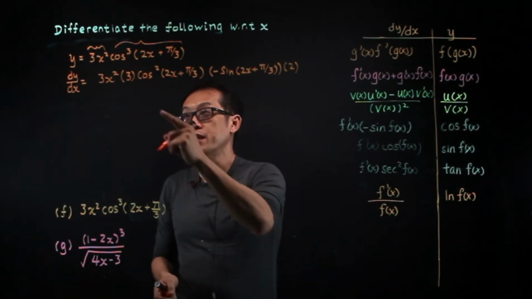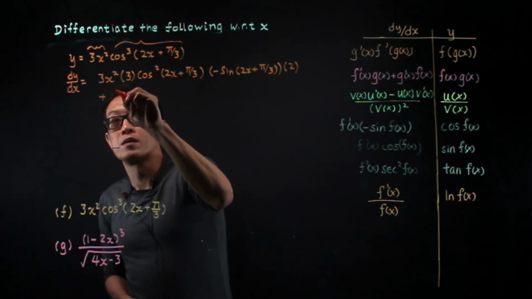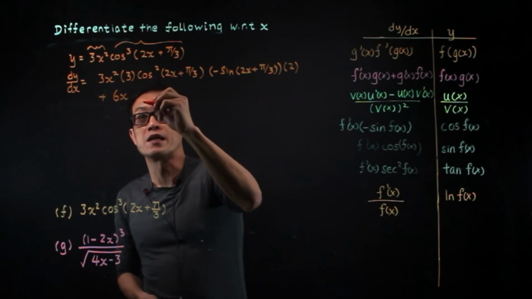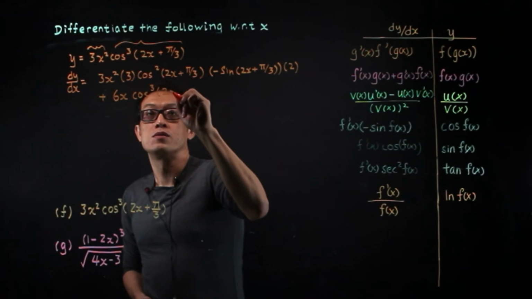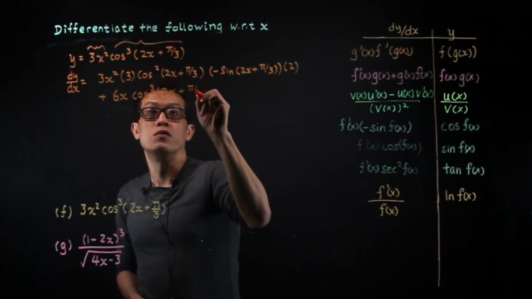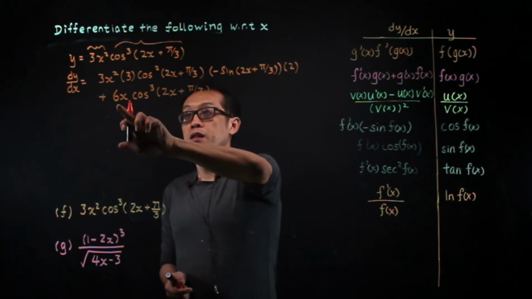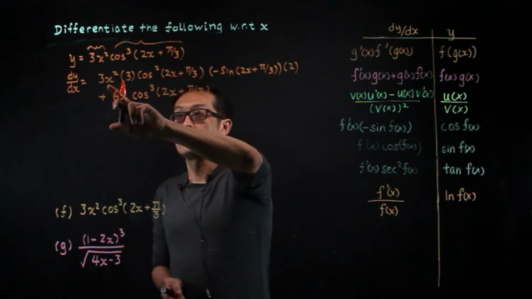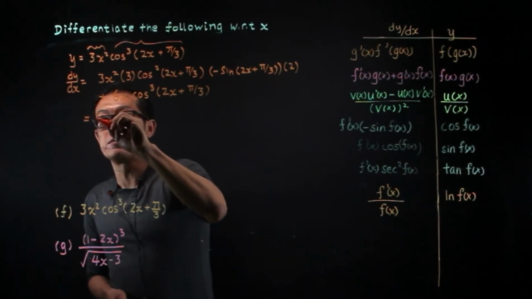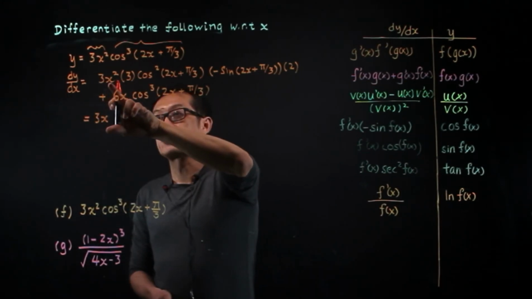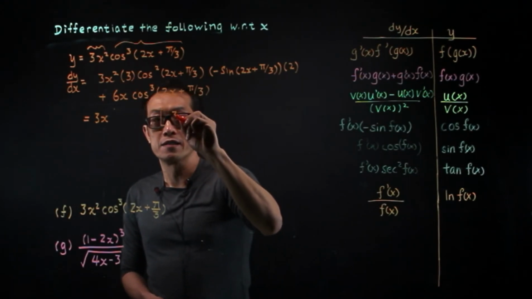Now we differentiate the 3x squared, so it's a plus. So you get 6x, and this one stays. So cos cubed (2x plus pi over 3). Now then we can do a factorization. Look at these two terms. What is common? 3x is common. So we simply take out 3x. If I take out 3x, from the 3x squared I'm left with an x, then multiplied by this, so I get 3x.